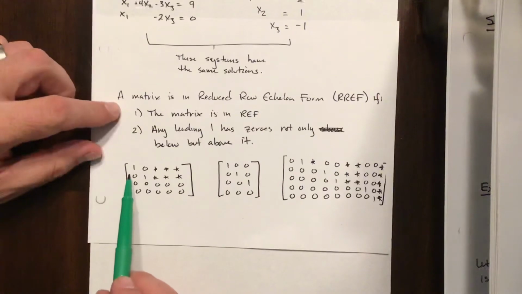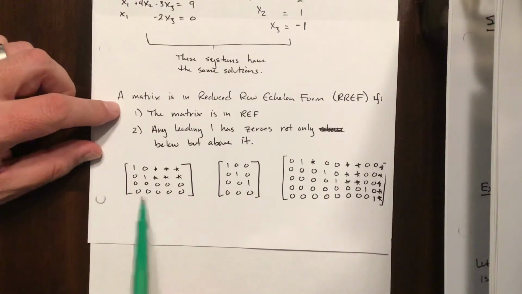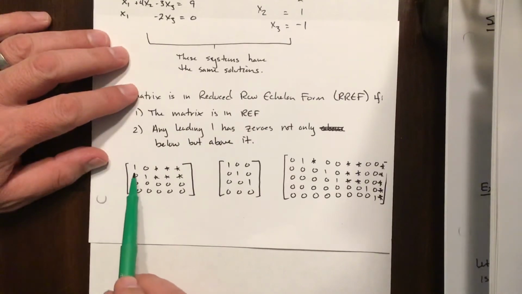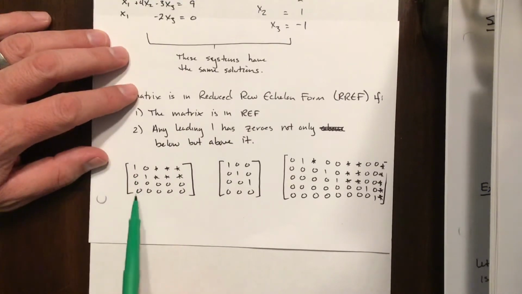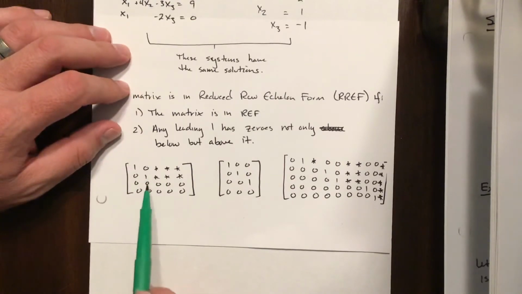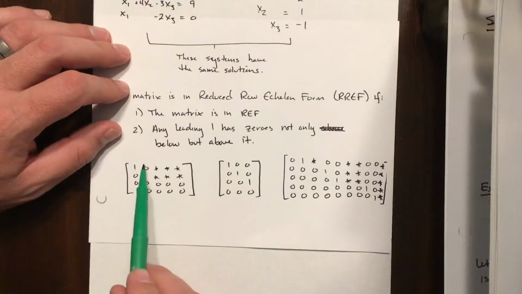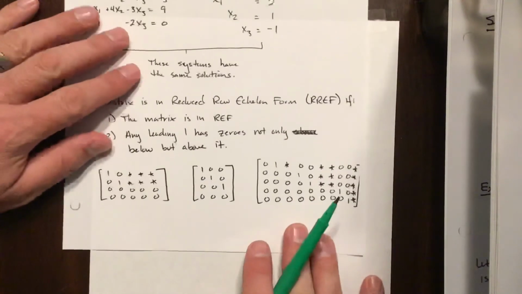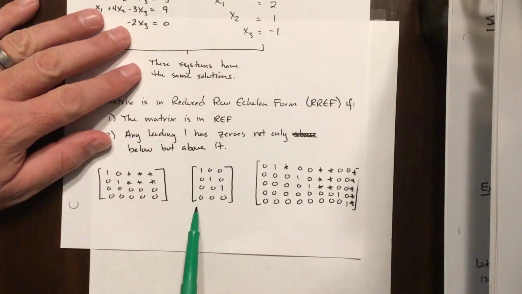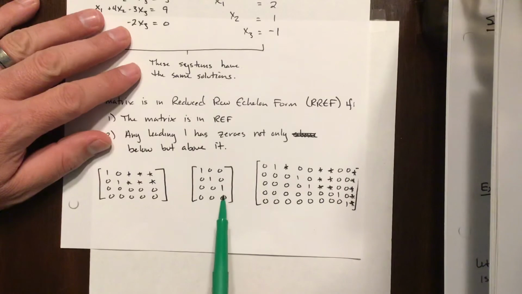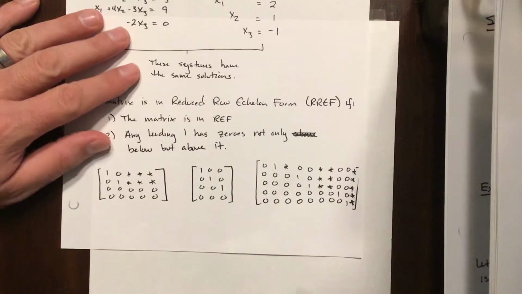So this is a leading one, this is a leading one. These aren't leading ones because there are zero rows. Okay, so you look in this row for this leading one, there are zeros below it, there's nothing above it, so that doesn't matter. Here's this leading one, there are zeros below it and above it. So this matrix is in reduced row echelon form. Same here, zeros below and above, zeros below and above.